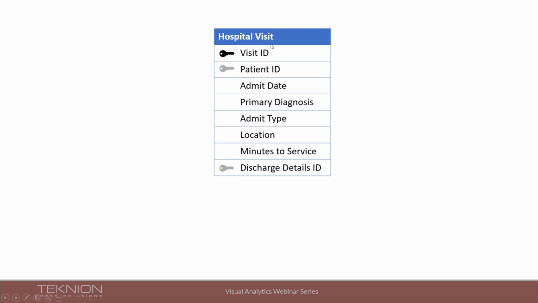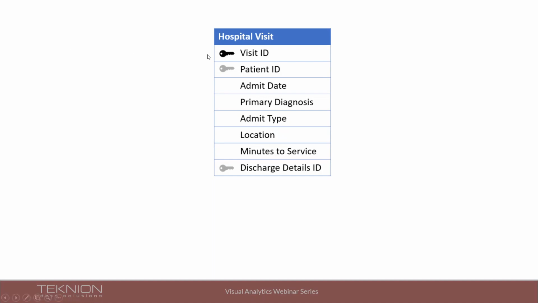So a patient comes in, checks into the hospital, they have some sort of a diagnosis that's made, they're admitted on a certain date, and there are some other admission types and what location in the hospital did they check into, how long did it take to get them checked in, how many minutes did it take. So just a pretty standard table, and it's just one record per visit.